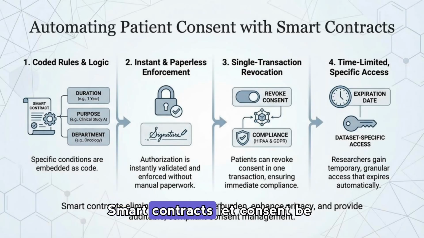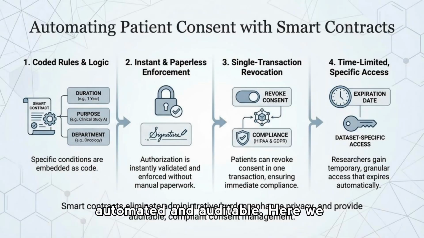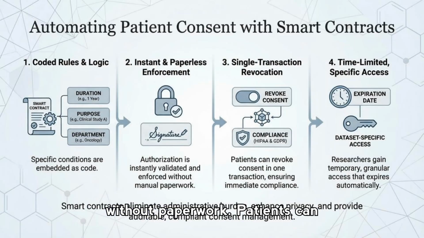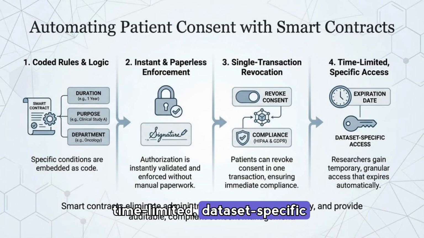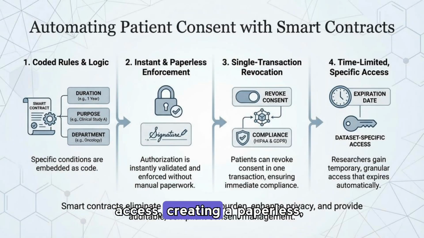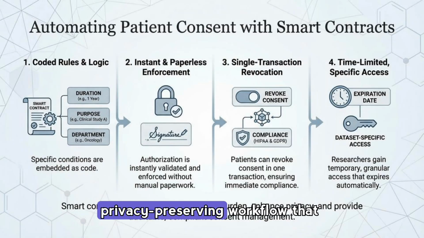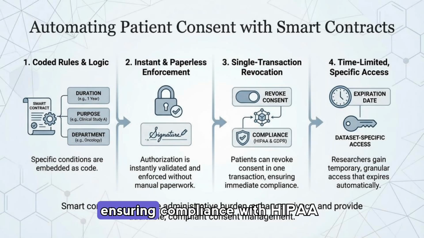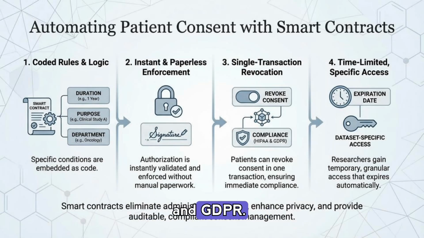verifiable. Smart contracts let consent be automated and auditable. Here we embed coded rules, duration, purpose, and department, so authorizations are validated instantly without paperwork. Patients can revoke consent in a single transaction and grant researchers time-limited, dataset-specific access, creating a paperless, privacy-preserving workflow that reduces administrative burden while ensuring compliance with HIPAA and GDPR.